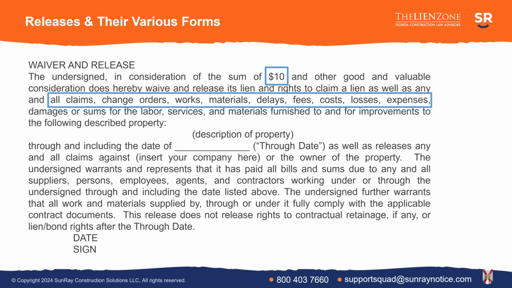Look at all of the rights that are being given away. So this is a release of not only your right to claim a lien, but it's also for any claims, change orders, works, materials, delays, fees, costs, losses, expenses, damages, or sums for the labor, services, or materials furnished. So by signing this release, you are giving up pretty much all of your rights that you have to be paid. Now, this release also has a through date, and that through date, again, is the effective date that this release is through.